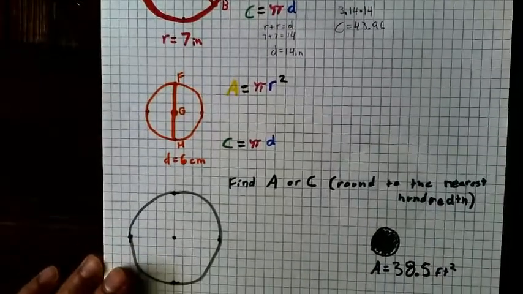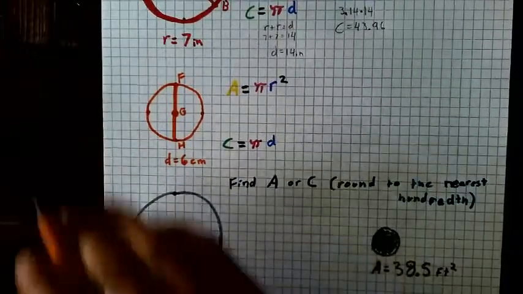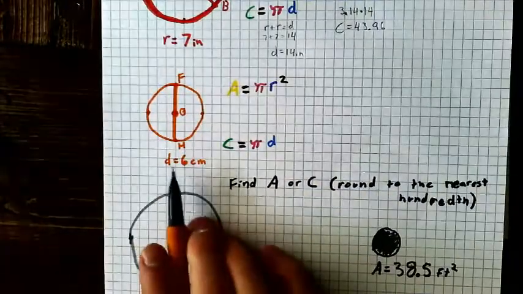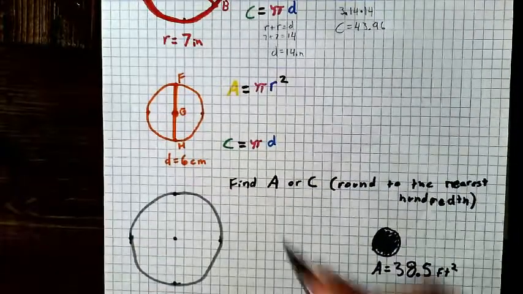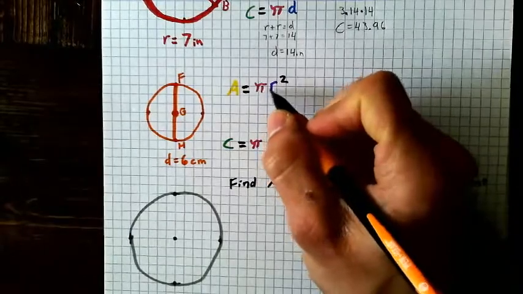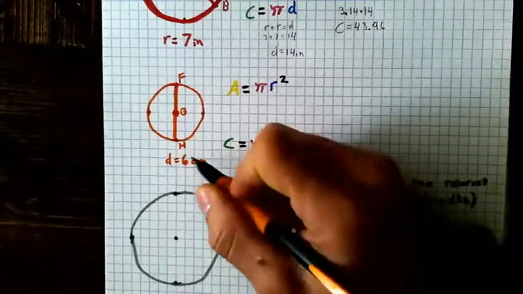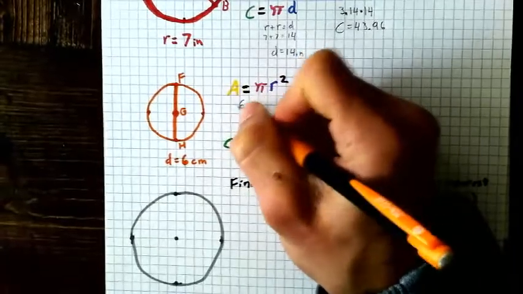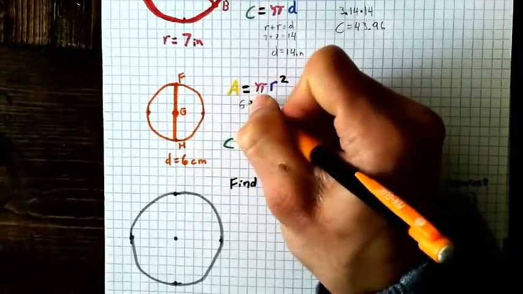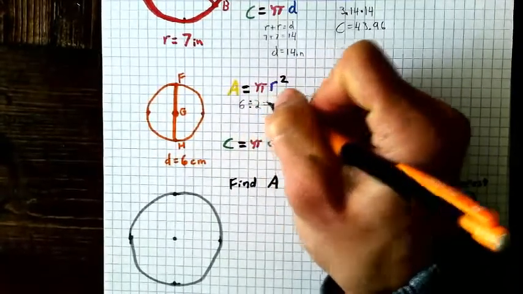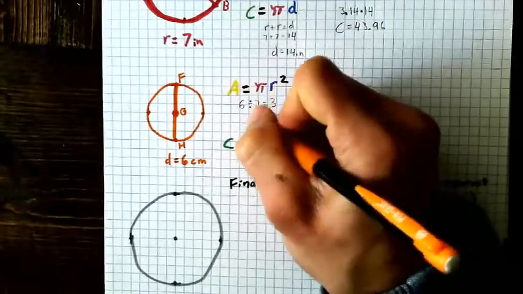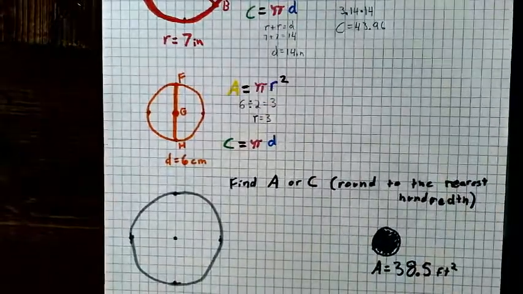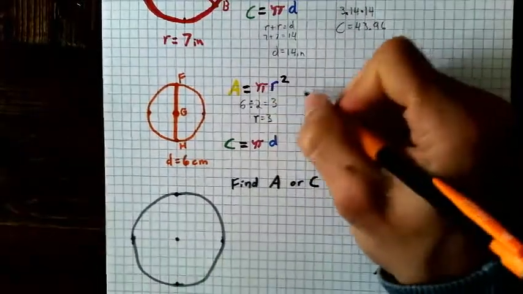Okay, next one, they give us diameter. Same concept, except this time we're not starting with radius, we're starting with diameter. So let's go for it. Pi times radius squared, but I need to know what my radius is, so I'm going to take 6, which is my diameter, and divide it by 2. It gives me my radius is 3. Okay, so now I can plug it in my formula.